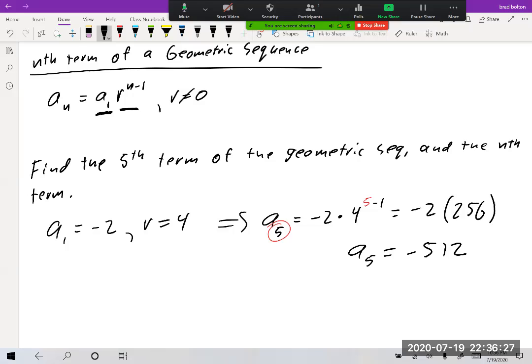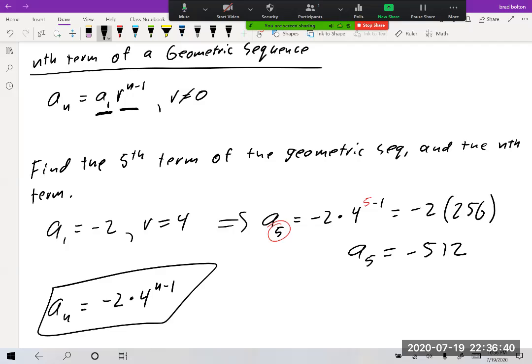Now, if they want to find the a sub n, which would be nice, that means we could then find any term. It's just -2, so a sub 1, times 4 to the n minus 1. And that's it. This is our general term, and this is our fifth term. Okay, so that's all there is to it. It's really no big deal.